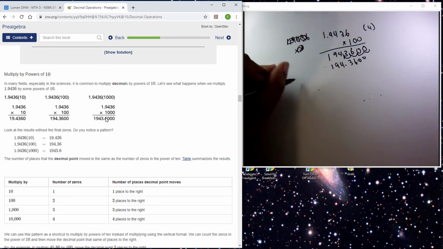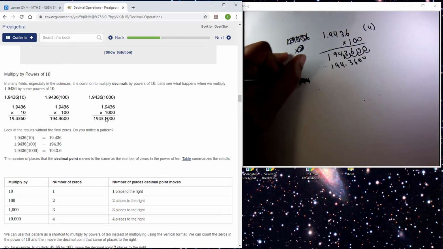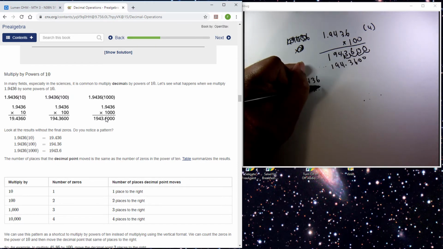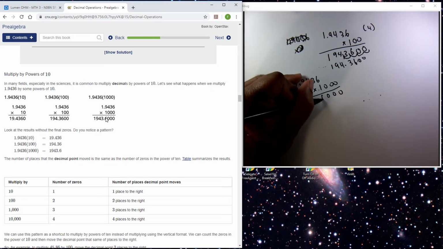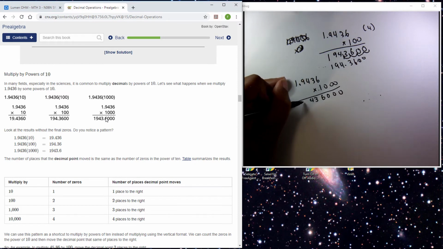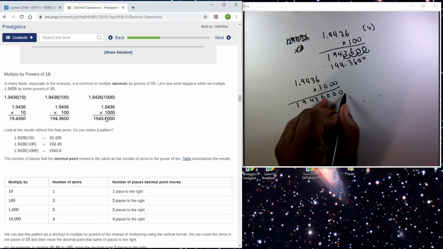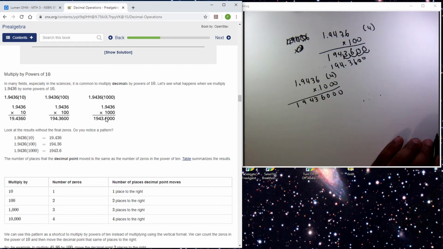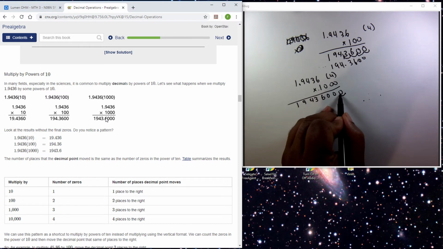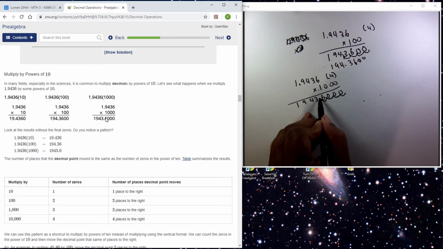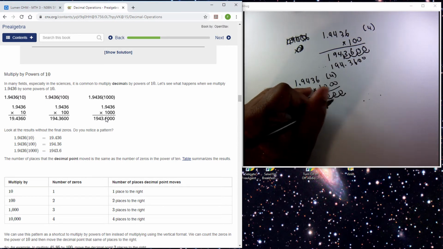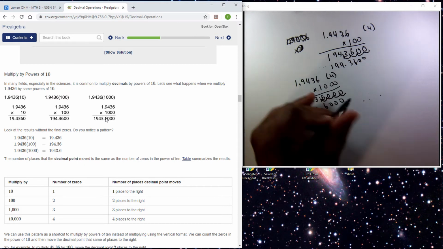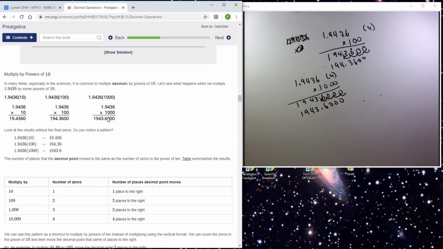Let's do one more now. I have 1.9436 times 1,000. So 0, 0, 0. Put my digits down, right? So 3, 6, 3, 4, 9, 1. And the decimal's right, and I shift it over 4 places past the decimal. So I shift this over here. 1, 2, 3, 4. So I end up with 1943.6, 0, 0, 0. Okay.